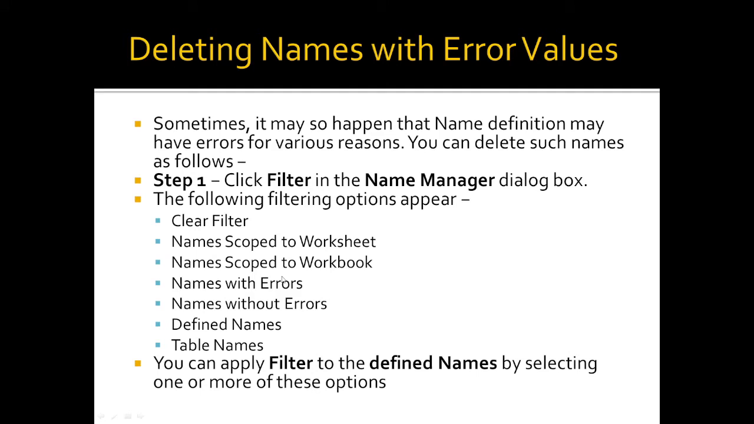Deleting names with error values. Sometimes it may so happen that a name definition may have errors for various reasons. You can delete such names as follows. Step 1 is click filter in the name manager dialog box. Then the following filtering options appear: clear filter, names scoped to worksheet, names scoped to workbook, names with errors, names without errors, defined names, table names.